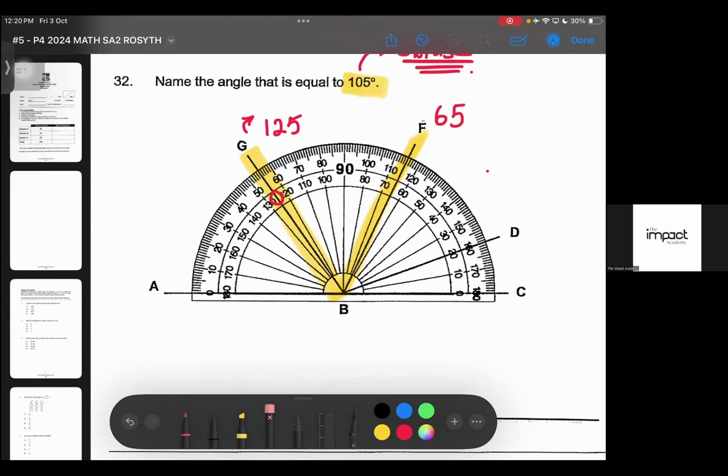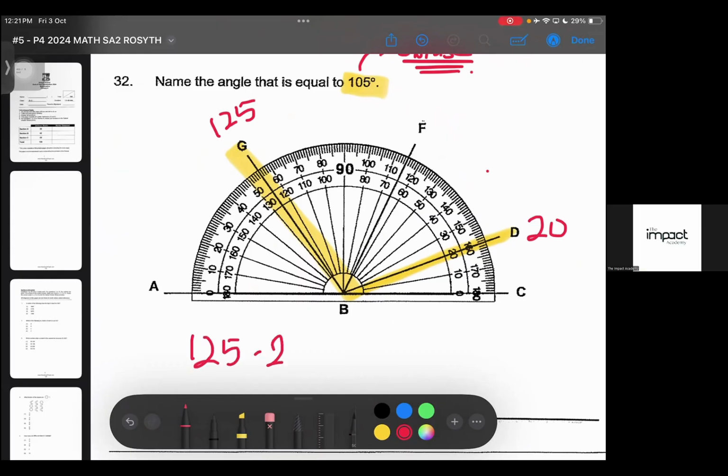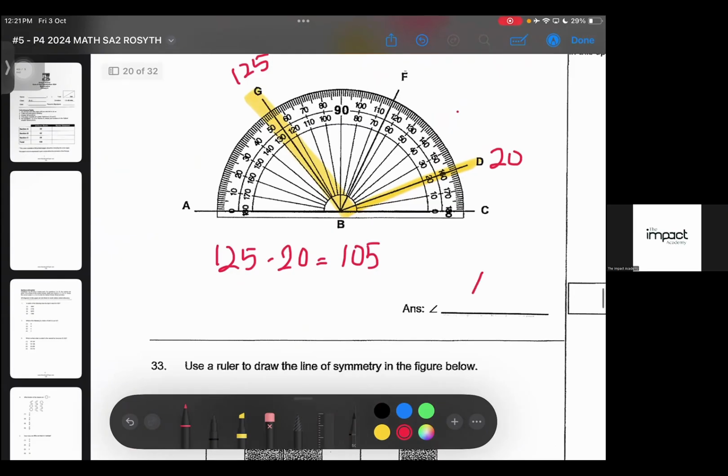Okay, so then is this the answer? No. Why is this not the answer? Because it has to be more than 60, it has to be 105, right? Okay, one more, GBD. What about this one over here? See for yourself, what is this? 125, right? And then this one is 20, eh? When I do 125 minus 20, do I get 105? Yes. Very good. So therefore, your answer will be angle GBD.